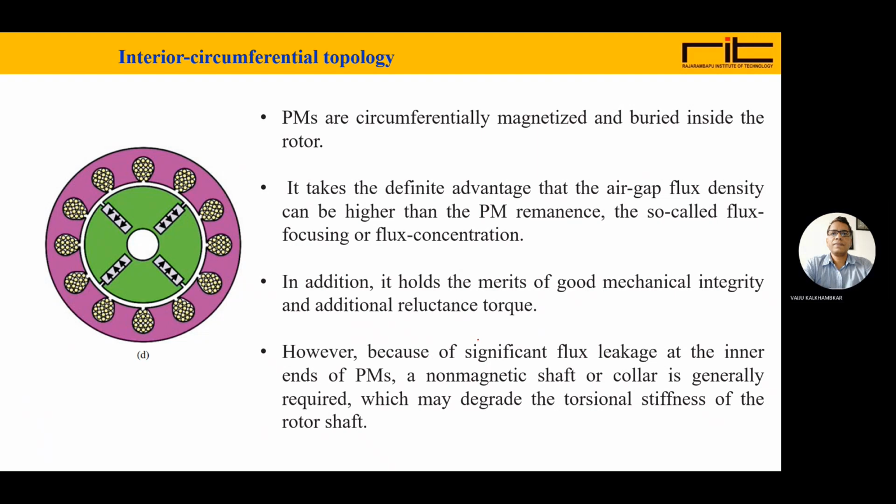In addition, it has the merits of good mechanical integrity and additional reluctance torque. So there is also production of reluctance torque, if you see the D axis and Q axis inductances for this. However, because of significant flux leakage at the inner ends of permanent magnets, a non-magnetic shaft or collar is generally required, which may degrade the torsional stiffness of the rotor shaft. So flux leakage is there and it can link to this shaft, affecting the stiffness of the rotor shaft.